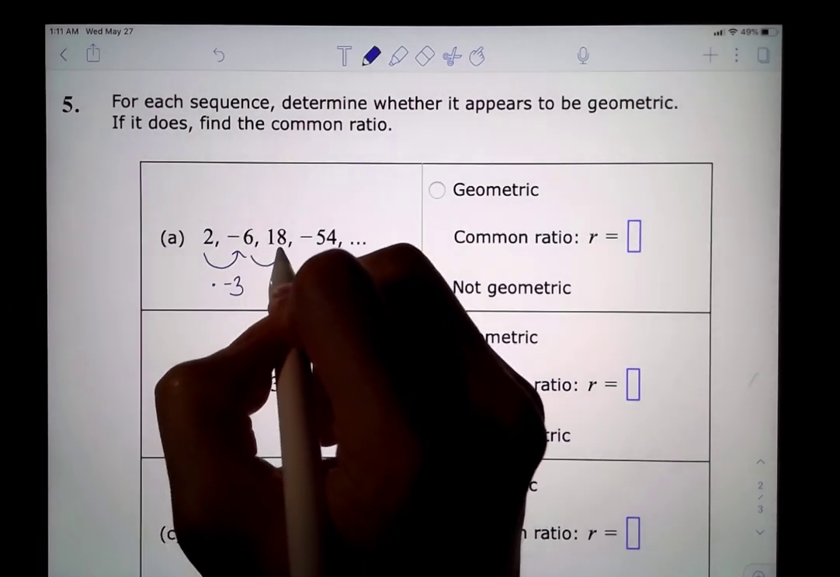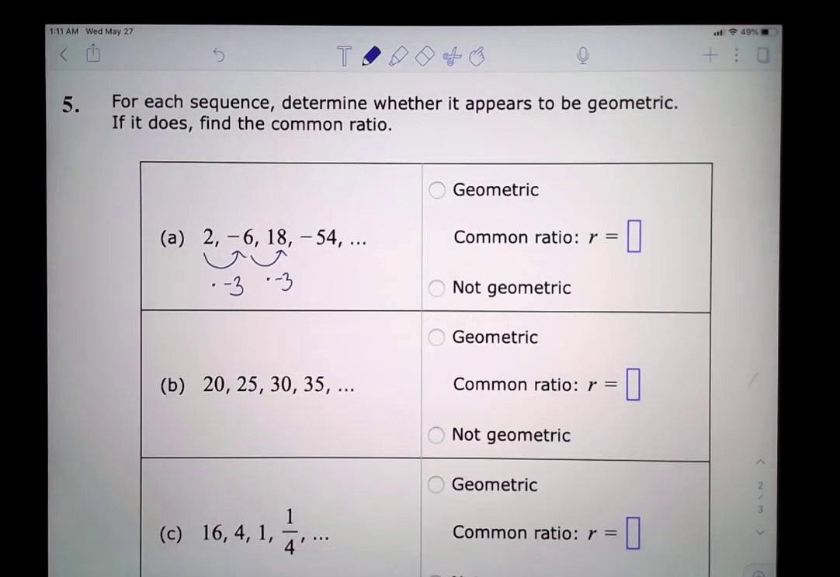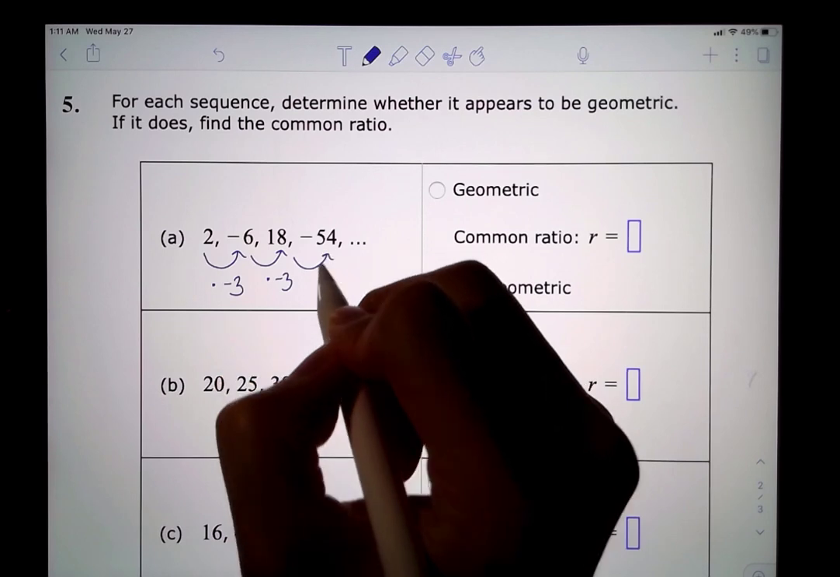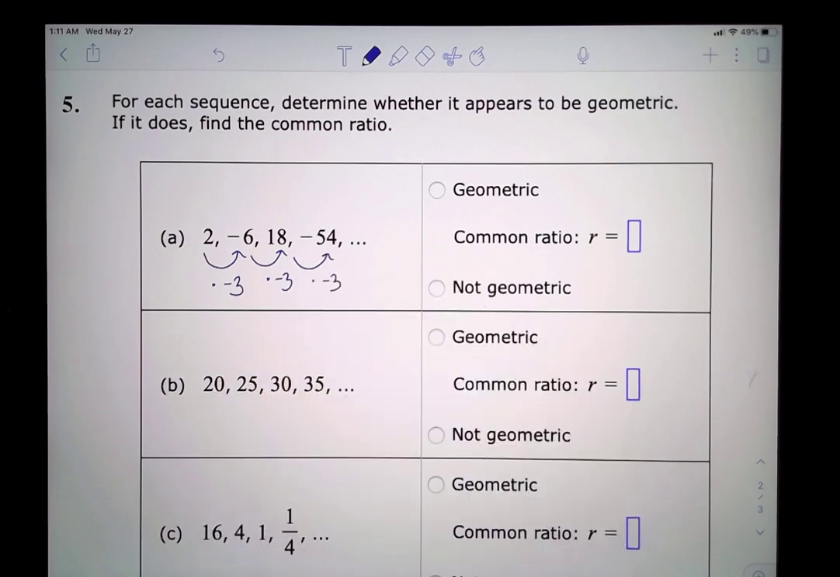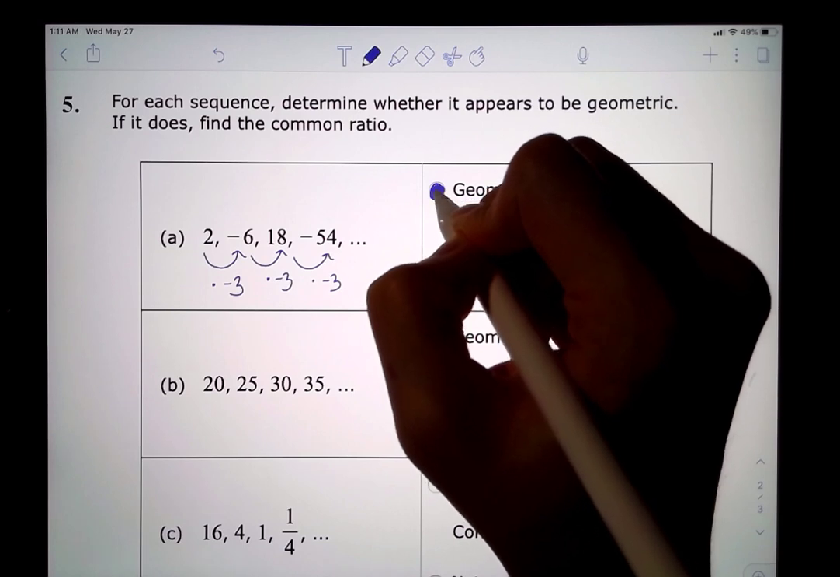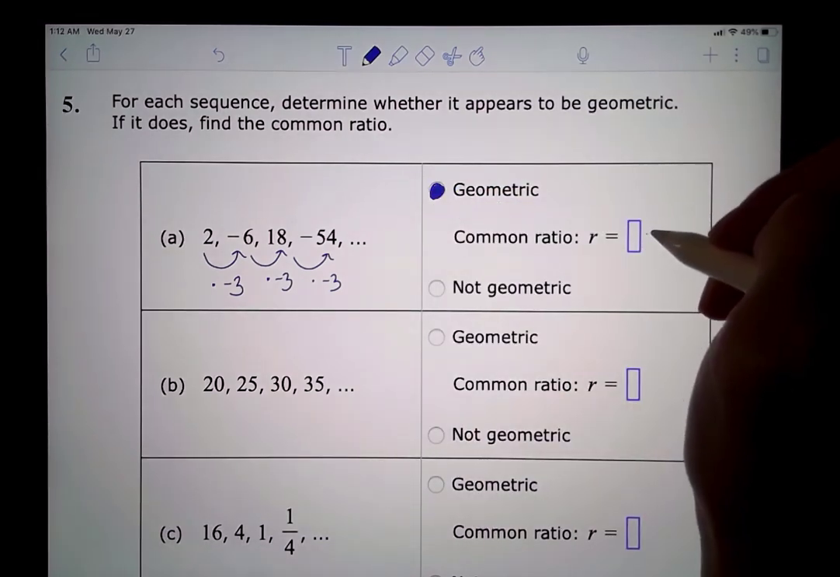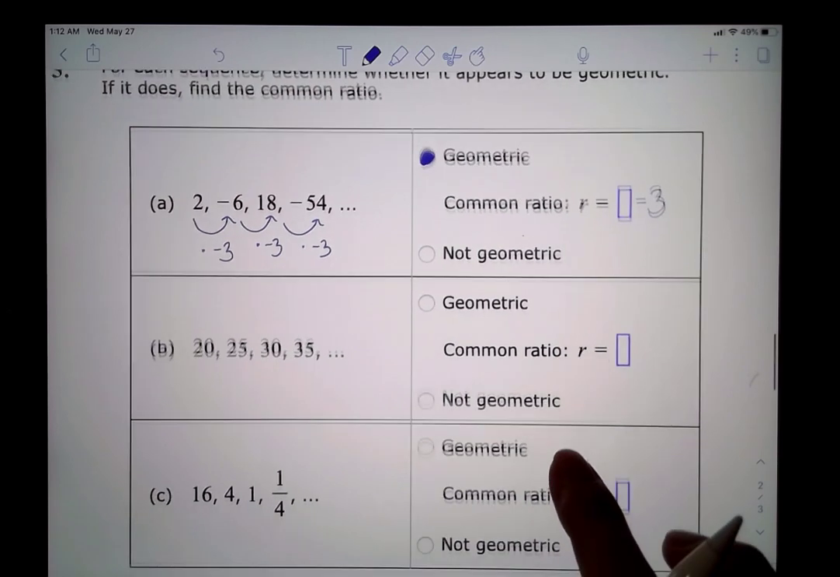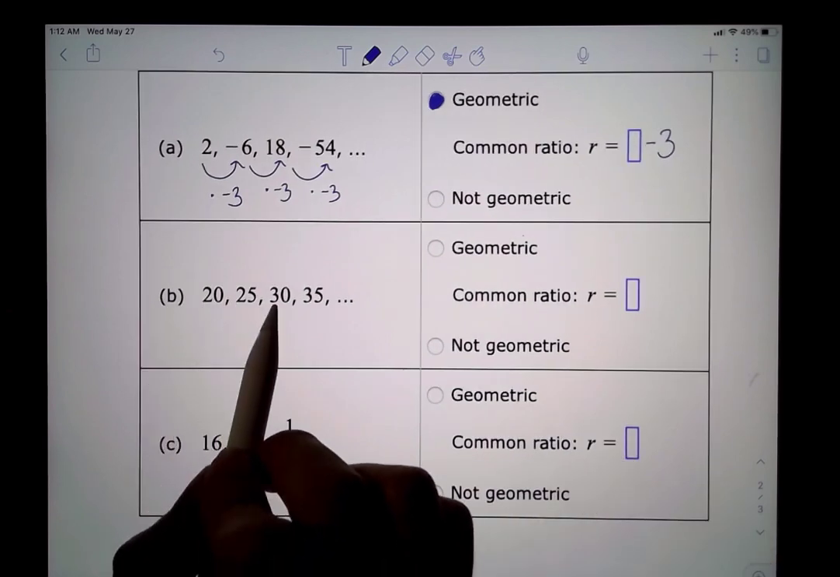So let's do the same thing. Multiply by negative 3. Negative 6 times negative 3, you get 18. So this is good. Let me check one more. Does it work? Multiply by negative 3. 18 times negative 3 is negative 54. So this is correct. So this is a geometric sequence, and my common ratio is negative 3. Like this. And next, 20, 25, 30, 35.